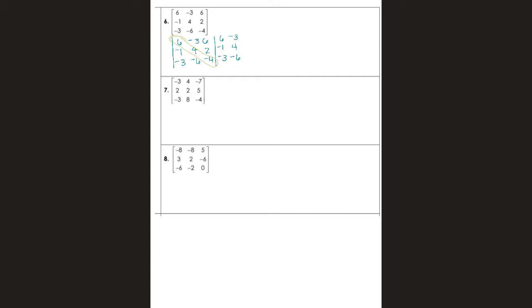Negative 96, I believe. Plus, and then multiply here. What are we going to get? Positive 18. And then plus, and then multiply here. What do we get? Positive 36. And if I put all that together, you should have gotten negative 42. Okay, so there's your downs.